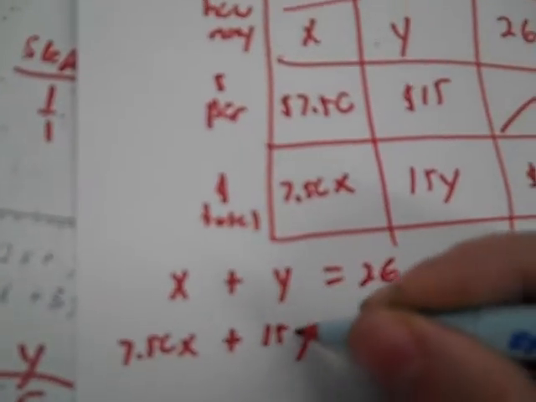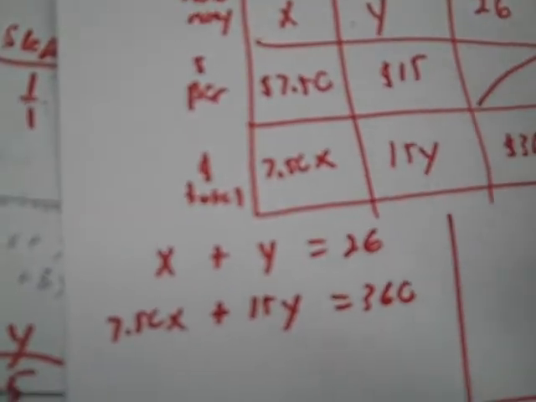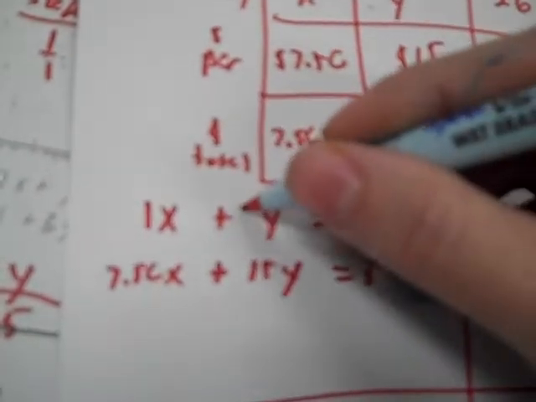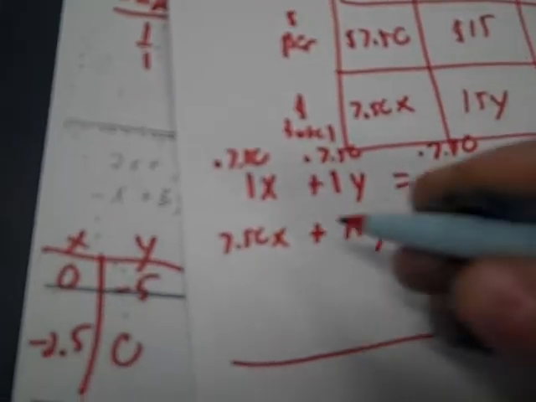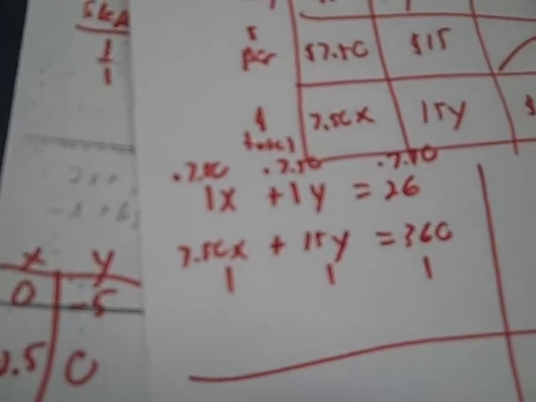X plus y equals 26. And then 7.50 times x plus 15y equals 360. All right, we need to use elimination. Okay, so 1, 1. These are not even going to come close to adding to 0, so we need to use the multiplication property of equality. So you got 750, so times 750. Times 7.50, times 7.50. The bottom can just be multiplied by 1.